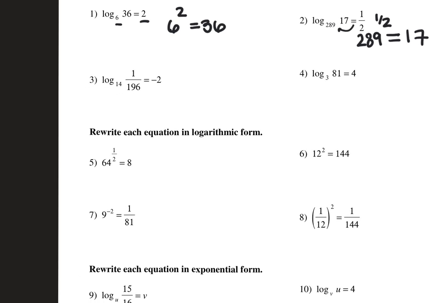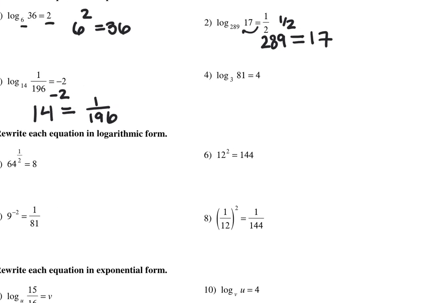Okay, I'm going to grow 14. I'm going to put the equal sign between 14 and 196. And then I'm going to move the exponent to the top to be -2. So 14 to the -2 is equal to 196.